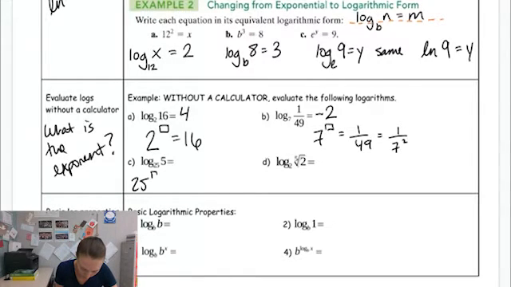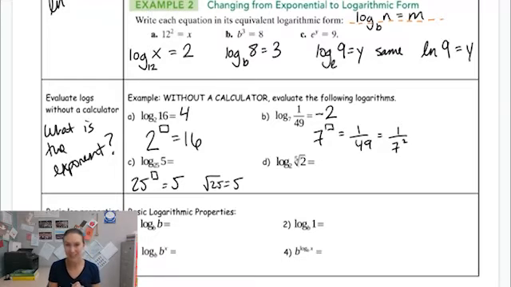25 to the what power is 5. So the log base 25 of 5 is what? Well, the square root of 25 is 5. And if you don't remember, the square root of x is the same as x to the 1/2 exponent. So fractional exponents are roots. Negative exponents make fractions. Fractional exponents make roots.